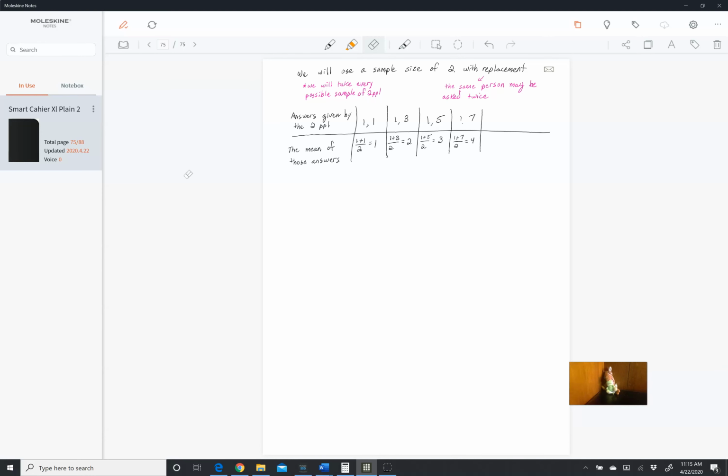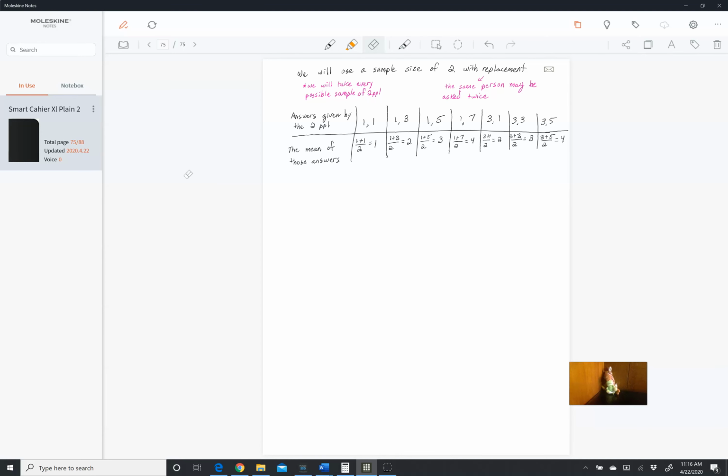Now we have another random sample where the first person is the person who says 3. So we have 3 and 1. 3 plus 1 over 2 is 2. Then we have the case where the person says 3 and 3. 3 plus 3 over 2 is 3. Then we have the next case where the first person says 3, second person says 5. 3 plus 5 over 2 is 4.